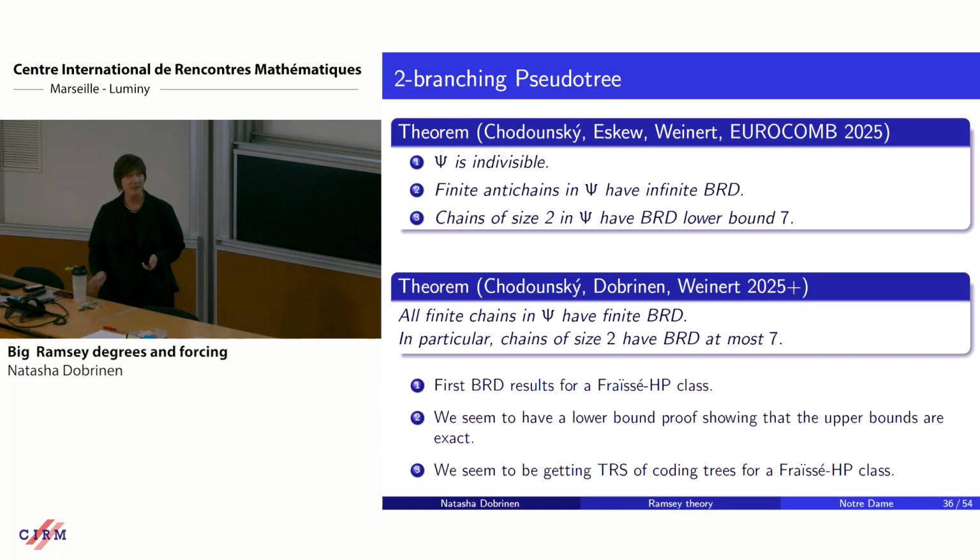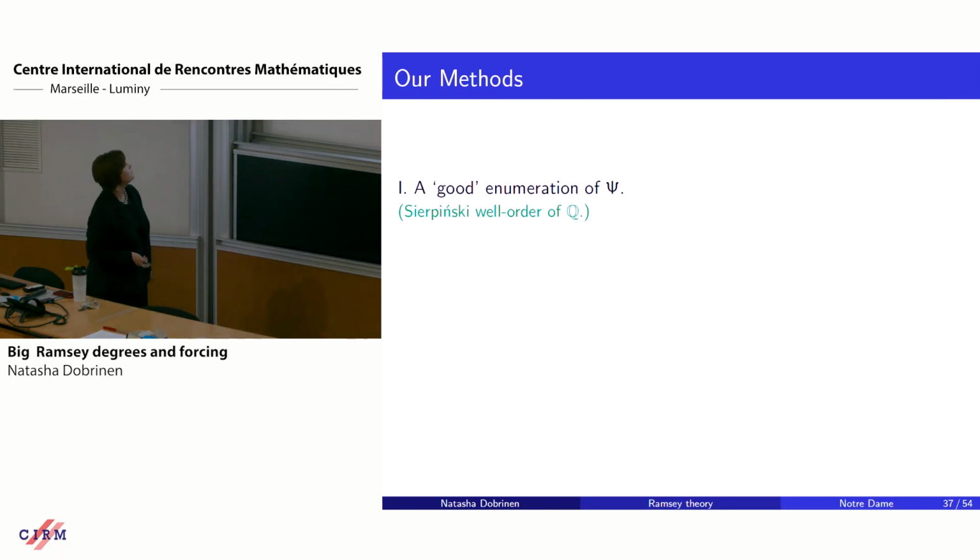The other nice thing about the approach to this proof using coding trees and forcing is that it's going to lend directly to getting a topological Ramsey space of subtrees, which are each of them pseudo-trees. But you have to be a little careful there.